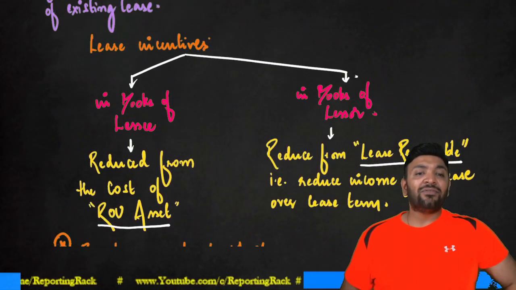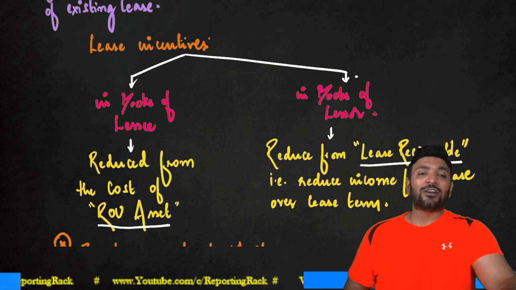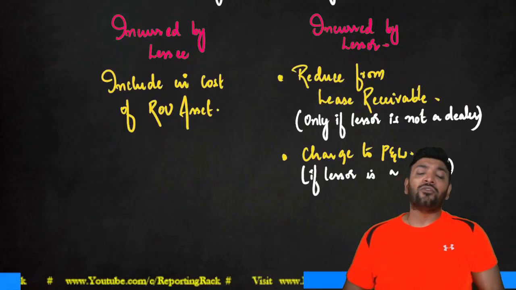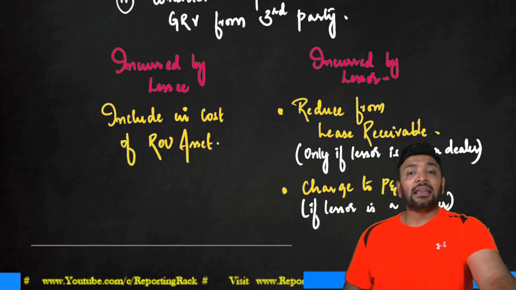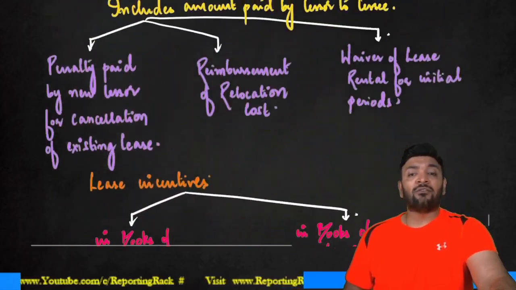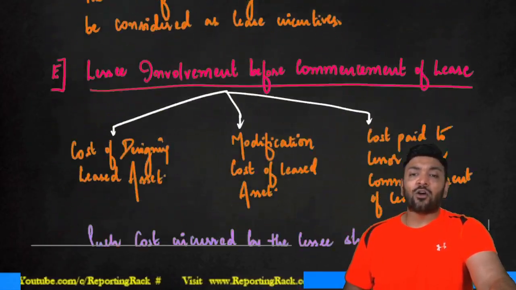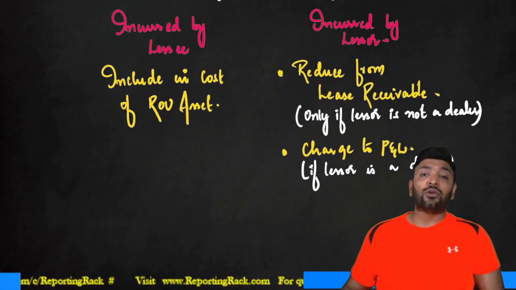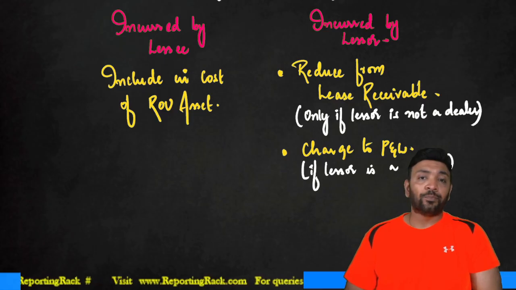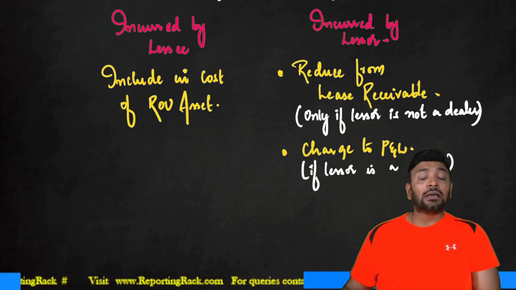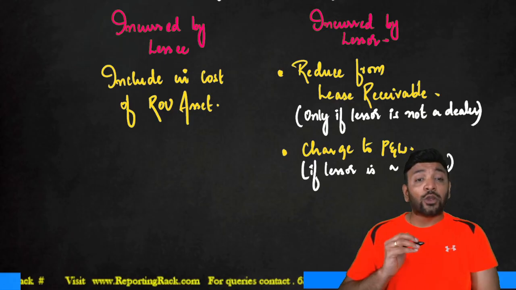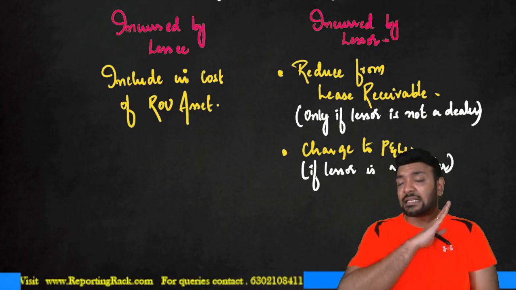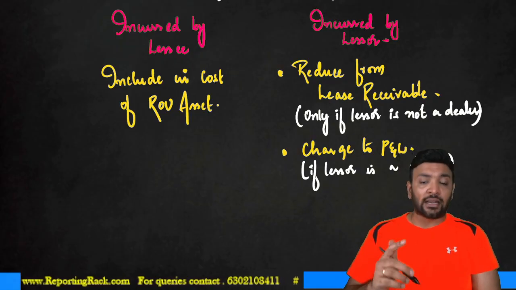Under lease incentive, we have reduced it from the cost of the ROU asset. Under initial direct cost, you are including it in the cost of the ROU asset. Under lease incentive, you are reducing from the value of lease receivables. Here also it is a cost which is paid by the lessor, so again you reduce it from lease receivable. Here you remember, if it is incurred by the lessee, then only you will include it in the cost of the ROU asset. If it is not incurred by the lessee, it will not have any accounting treatment.